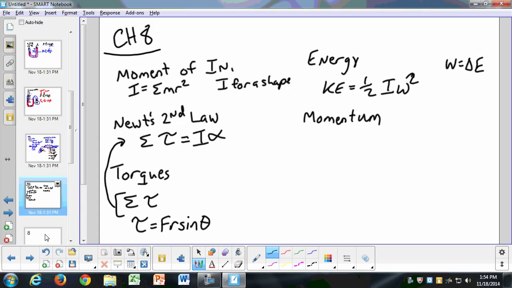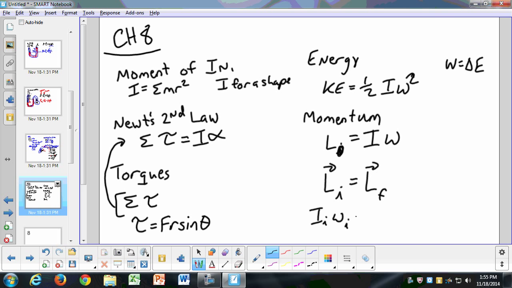And then finally, momentum. Angular momentum is equal to the moment of inertia times the angular velocity. Remember before it was P equal mv, but now we're replacing that P with an L. Our mass, or our inertia, is now our moment of inertia, and our velocity before is now our angular velocity. And then the big idea here is that when there are no outside torques, angular momentum is conserved. So Li is equal to Lf. That is, I initial omega initial equals I final omega final.